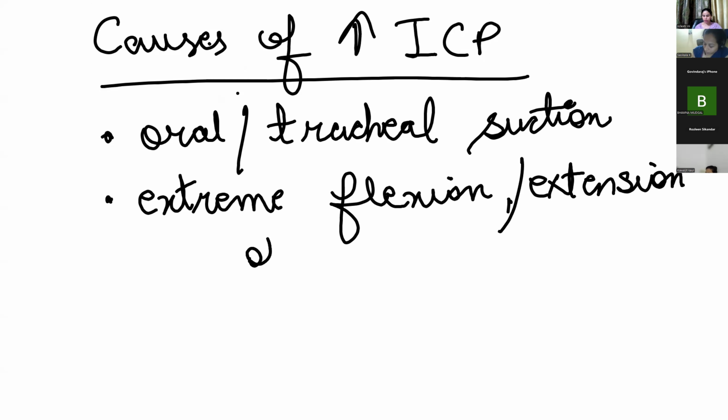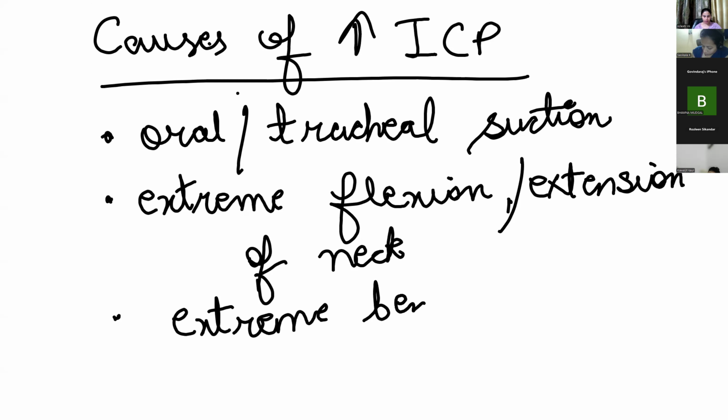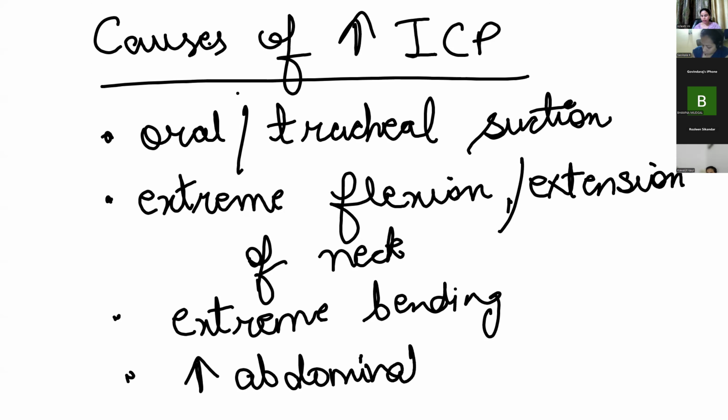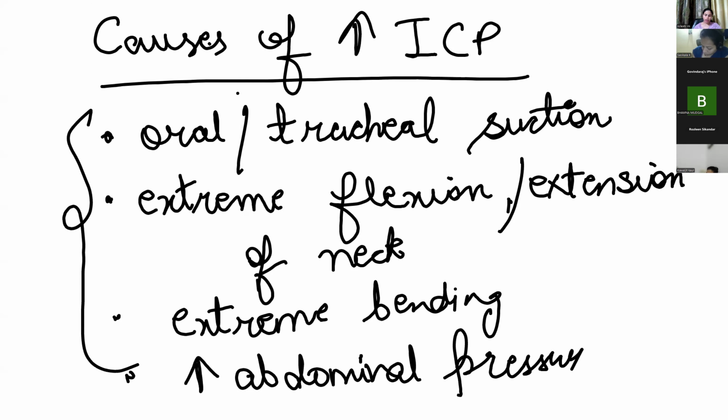Oral or tracheal suction, extreme flexion or extension of neck. Then if there is extreme bending, increased abdominal pressure, all these things can contribute to increased ICP. Okay? And an increase of abdominal pressure, such as constipation.